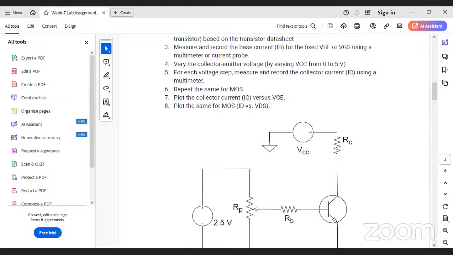Then you have to change the VCC value from your ADLM kit and the Pixel Pulse software that we will be using, varying the value of VCC from 0 to 5 volts, and measure the voltage across collector and emitter, and also the current through the collector terminal, that is IC, the current flowing through RC. You have to measure those values while varying the VCC voltage from 0 to 5 volts, and plot those values both for BJT and MOS transistor.